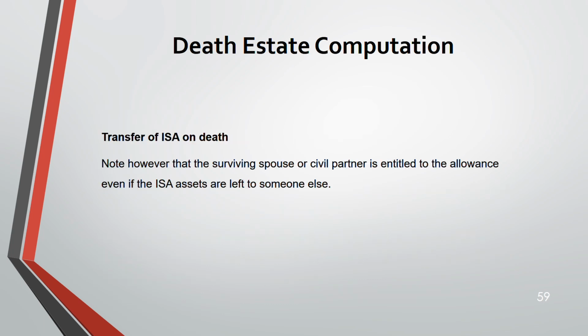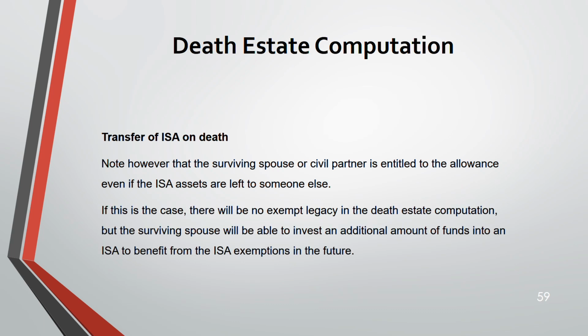Next, note that the surviving spouse is entitled to this ISA allowance even if the ISA assets are left to someone else. The spouse can claim it. If the ISA assets are left to someone else, what happens? There will be no exempt legacy in the death estate computation, because the ISA assets are left to someone else. So it's not an exempt legacy.